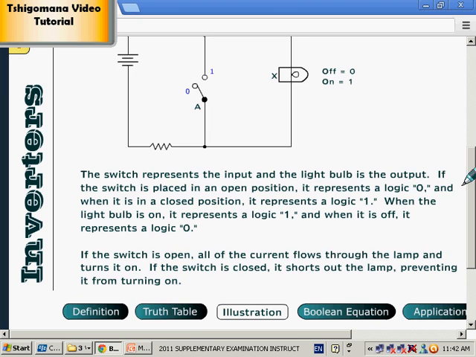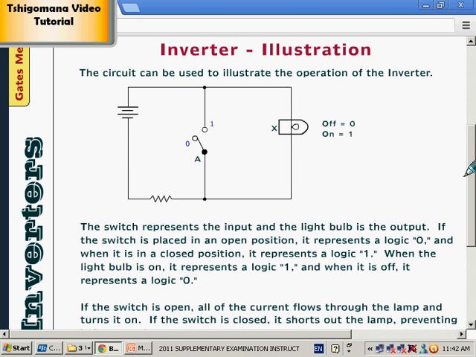Let us go to the illustration. Now, this circuit can be used to illustrate the operation of the inverter. The switch represents the input and the light bulb represents the output. If the switch is placed in an open position, it represents a logic 0. And when it is in a closed position, it represents a logic 1. When the light bulb is on, it represents a logic 1. And when it is off, it represents a logic 0.